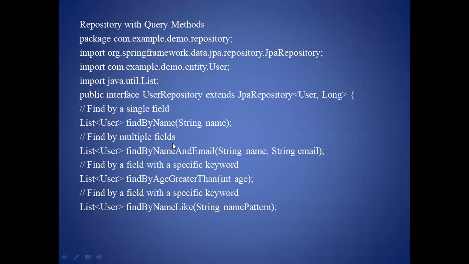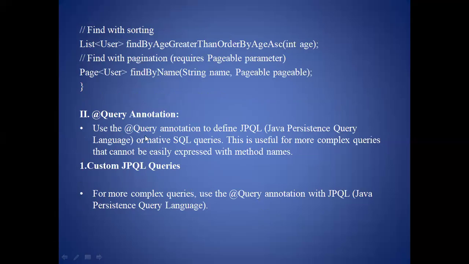Find by multiple fields. Here only one field, name, is used before, but here multiple fields, name and email, are used. List<User> findByNameAndEmail, where we pass two parameters. Find by field-specific keyword: List<User> findByAgeGreaterThan. With the help of it, we use a specific keyword on the field. List<User> findByNameLike, where a name pattern is mentioned. Then List<User> findByAgeGreaterThanOrderByAgeAsc, so that the ages are printed in ascending order.